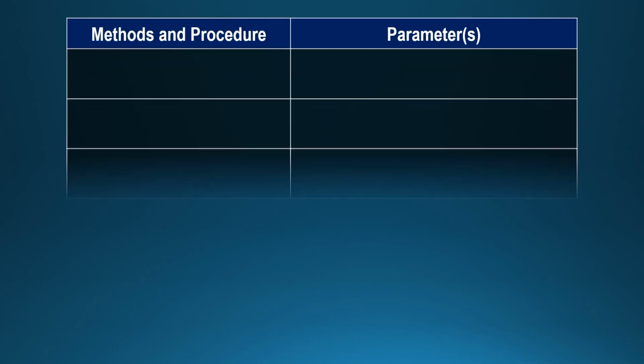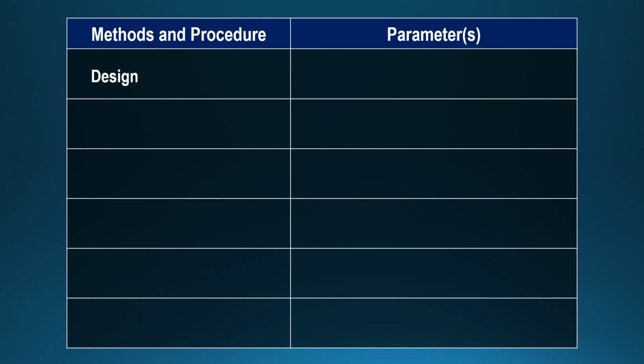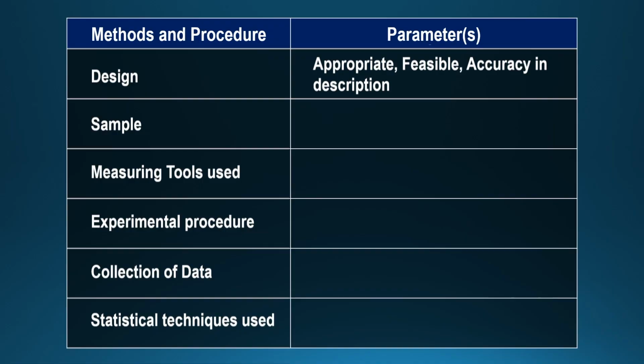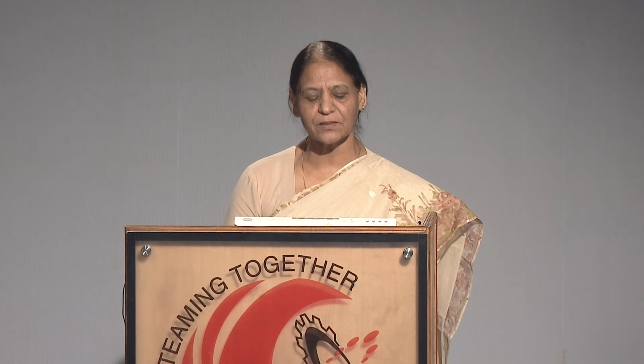The chapter on methods and procedures, which include design, sample, measuring tools, experimental procedure, collection of data, and statistical technique, would be evaluated on the basis of appropriateness, feasibility, and accuracy in description of design for the study. So, if the researcher has taken survey design or the researcher has selected ex post facto or experimental research design, was that design appropriate to answer the stated research questions? This is the question which needs to be answered.